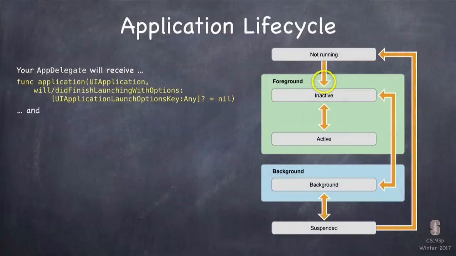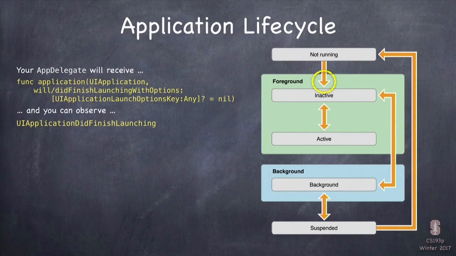Now, at each of these arrows, these orange arrows, you get a message sent to your application delegate. So far we've only used the application delegate to have our little Core Data stuff in there, but there's a bunch of methods in there. You've seen them every time you look in your app delegate, and we're going to talk about what they all do and when they're all called.